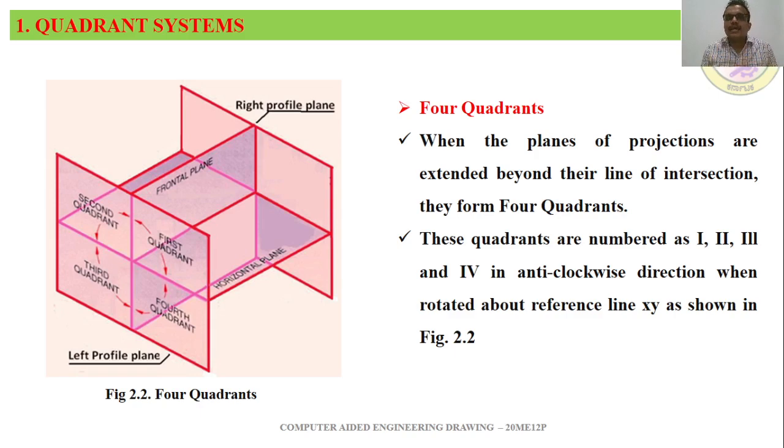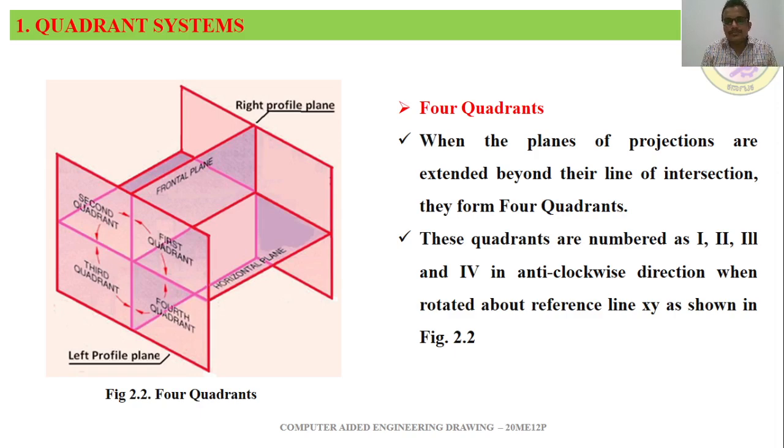In there we have three important planes, that is frontal plane, horizontal plane and side view plane. We capture the front view of an object in the frontal plane, the top view of the object is captured on the horizontal plane, and in the side planes we can capture the right hand side view or the left hand side view. Now we are coming back to the quadrant systems. What do you mean by quadrant system?